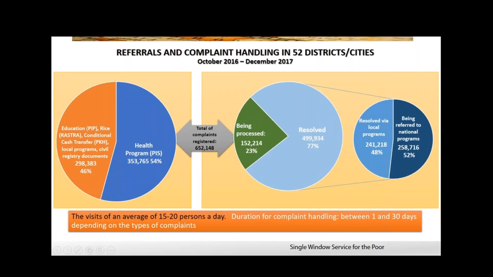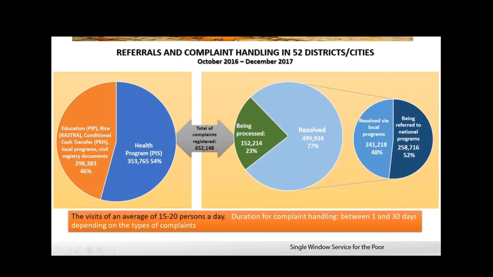So not all complaints basically refer to the national government for redressal. And about 52% being referred to national programs managed by the national government. And the visits of people to the SLRT secretariat, on average, between 15 to 20 persons a day. And durations for complaint handling between 1 and 30 days, depending on the types of the programs or the complaints.